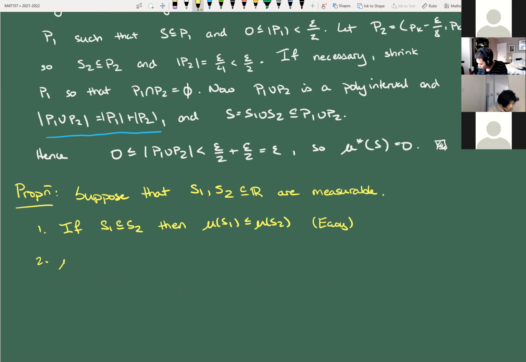2. The measure of S1 union S2 is less than or equal to, oh, maybe I should state this one first. S1 union S2 and S1 intersect S2 are measurable. Okay, so unions and intersections of measurable sets are measurable. The other thing too, immediately, is that if you get it for 2 sets, then you immediately get it for any finite union or finite intersection, right? Because you would just prove it by induction.